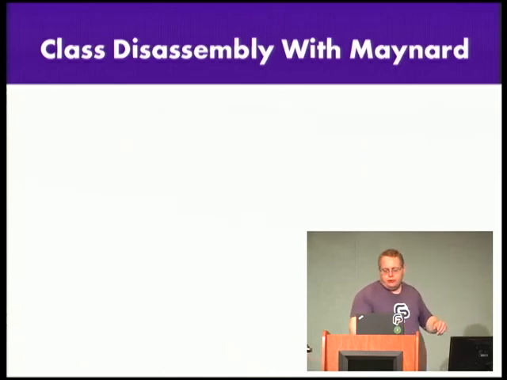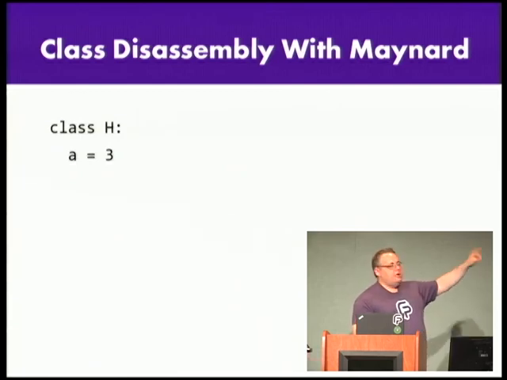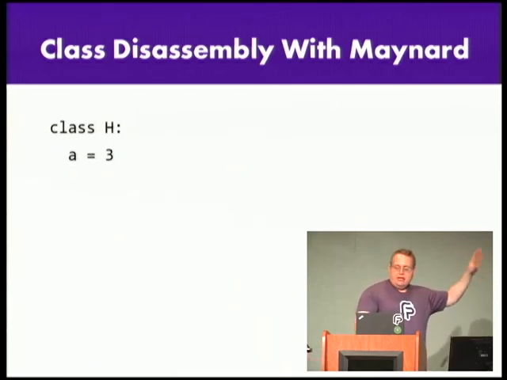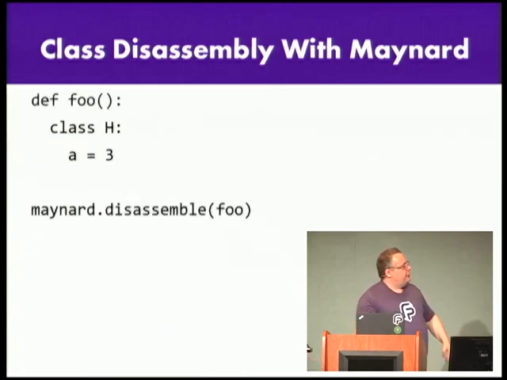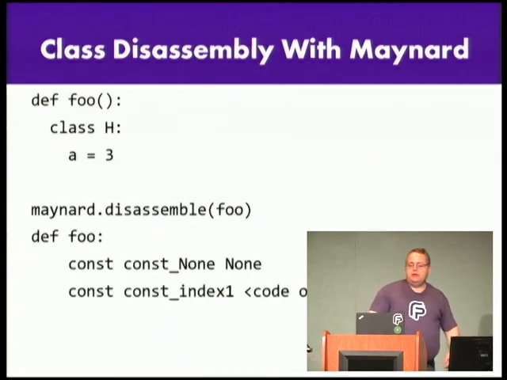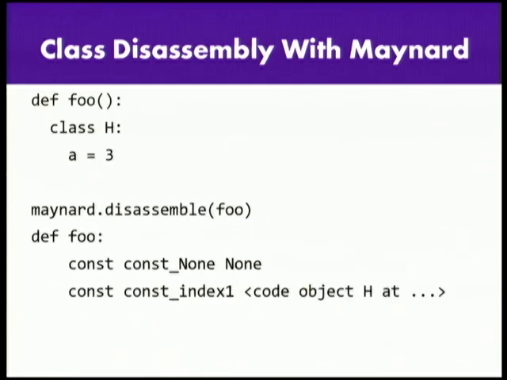So just to walk you through it real quick, it's pretty easy with Maynard. Let's say that we had a class and we wanted to see the code that implements the body of that class. Just throw it in a function, disassemble the function, and at the top of that disassembly, you're going to see const index 1, see that?